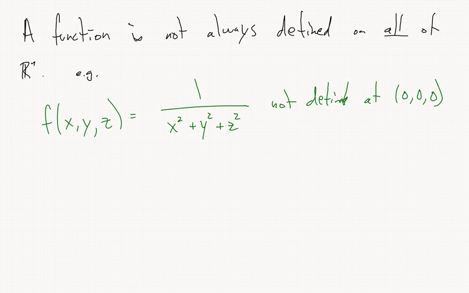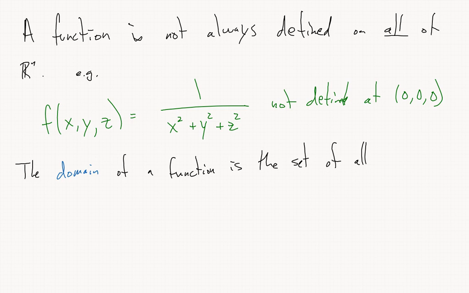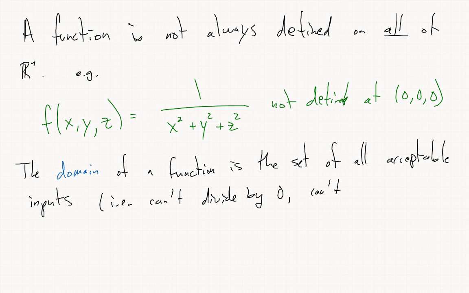So we call the domain of a function the set of all acceptable inputs, which generally means can't divide by 0, can't take the square root of a negative number, because we don't want to introduce complex numbers, and can't take ln of something less than or equal to 0.